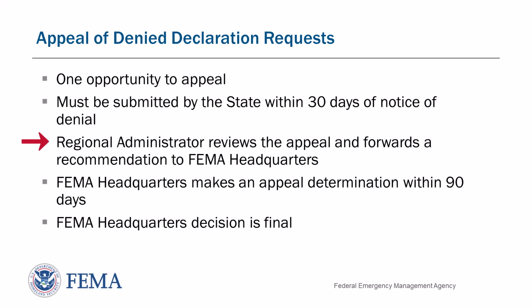The Regional Administrator will review the appeal, prepare a recommendation, and forward the appeal package to FEMA headquarters. After reviewing the appeal, FEMA headquarters may accept it, reject it, or request additional information needed to make a determination. FEMA headquarters notifies the state of its determination in writing within 90 days of receipt of the appeal or receipt of the additional requested information. And FEMA headquarters' decision is filed.